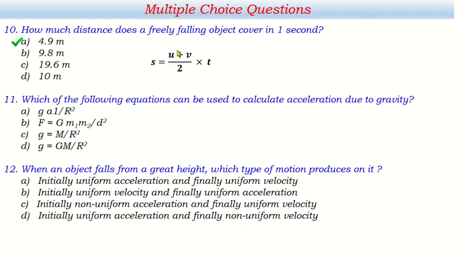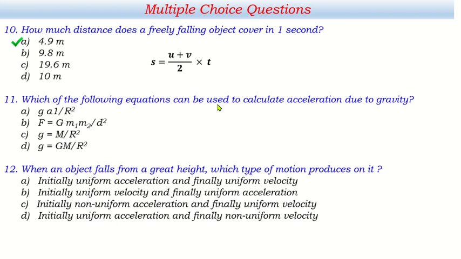If a body is dropped from a certain height, then initial velocity U is 0. V, after 1 second, its velocity becomes 9.8 meter per second. We know this because at the end of 1 second, its velocity is 9.8 meter per second. So U plus V becomes 9.8, divided by 2 becomes 4.9, and multiplied by time, 1 second. That's why 4.9 is the correct answer.